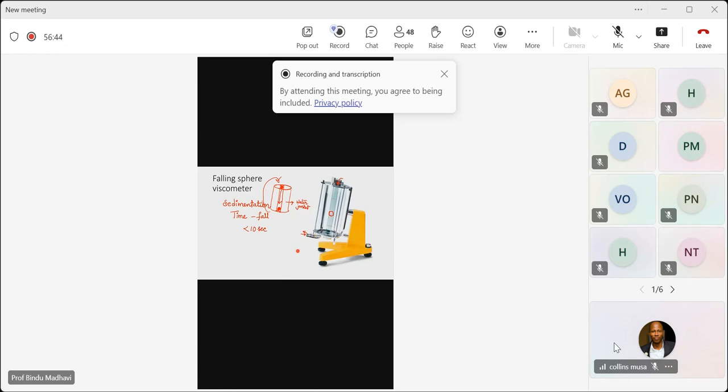We are going to use the formula to measure the viscosity. The viscosity is given with eta is equal to the time taken by the ball to fall down, multiplied by SB minus SF, multiplied by a beta.